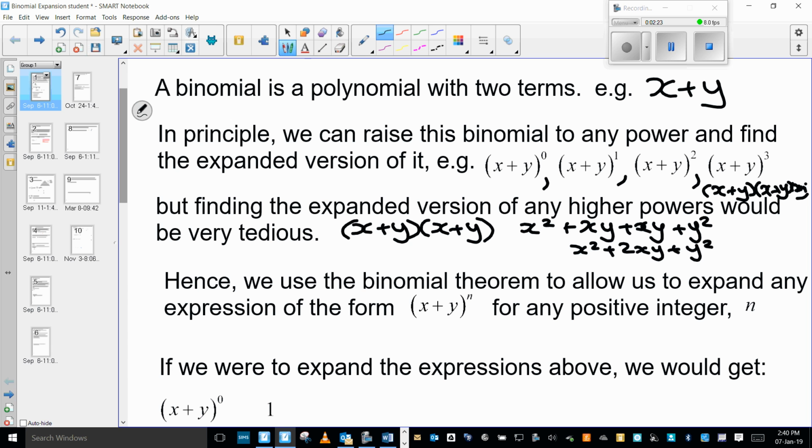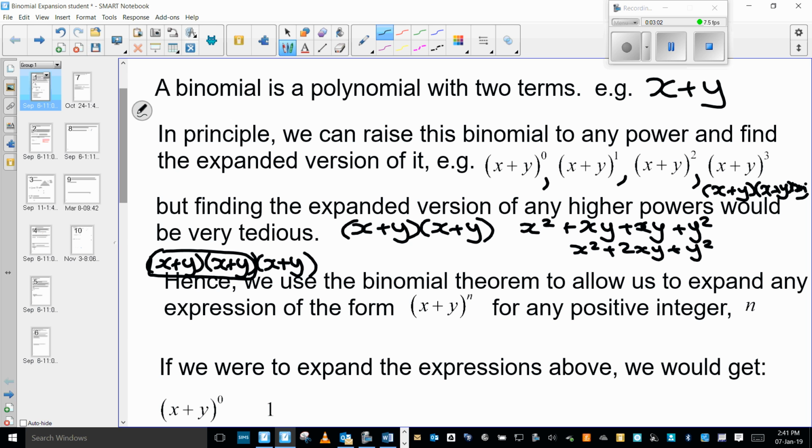Now, if you were trying to do x plus y cubed, you would focus on two of those brackets to start with, which we've just done. And multiply each one of those by both of these two. So you would do x squared multiplied by x, 2xy multiplied by x, y squared multiplied by x, and then x squared multiplied by y, 2xy multiplied by y, y squared multiplied by y. And then join like terms. So that's how you would do it.